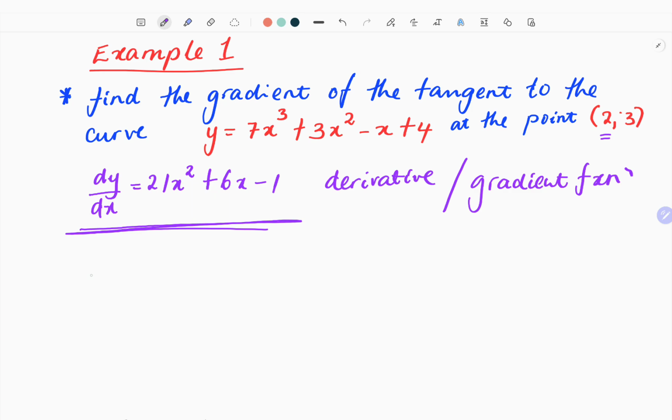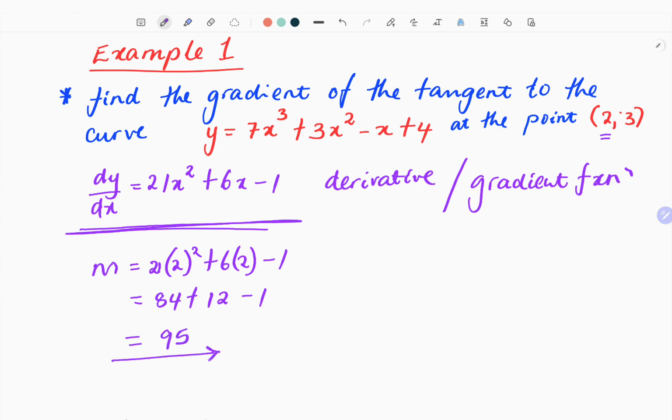Therefore the gradient at the point (2, 3) will be equal to 21 times 2 squared plus 6 times 2 minus 1. And that becomes, 2 squared is 4, times 21 is 84, plus 12 minus 1. And that becomes 95. So your gradient at the point (2, 3) is actually 95. I hope that makes sense.